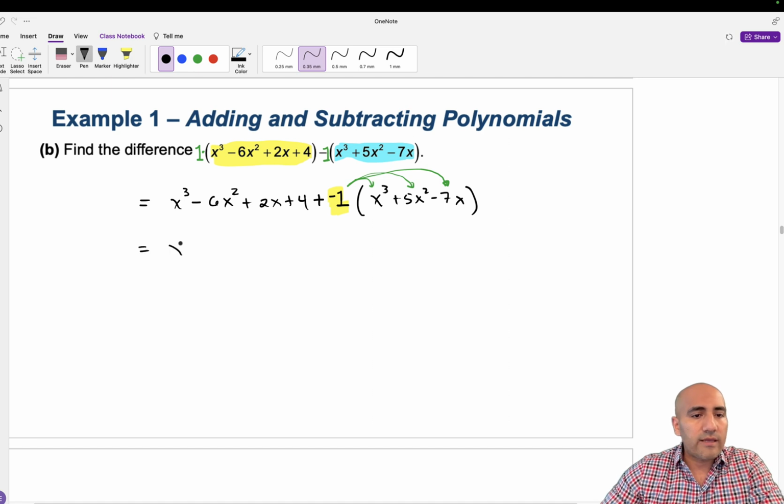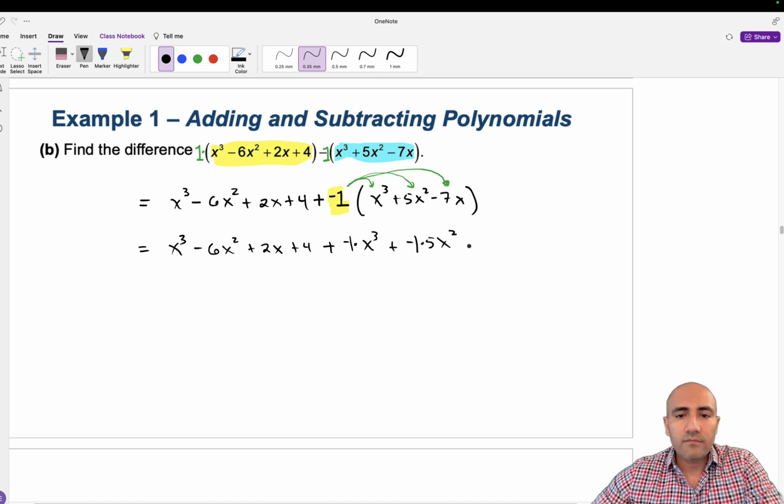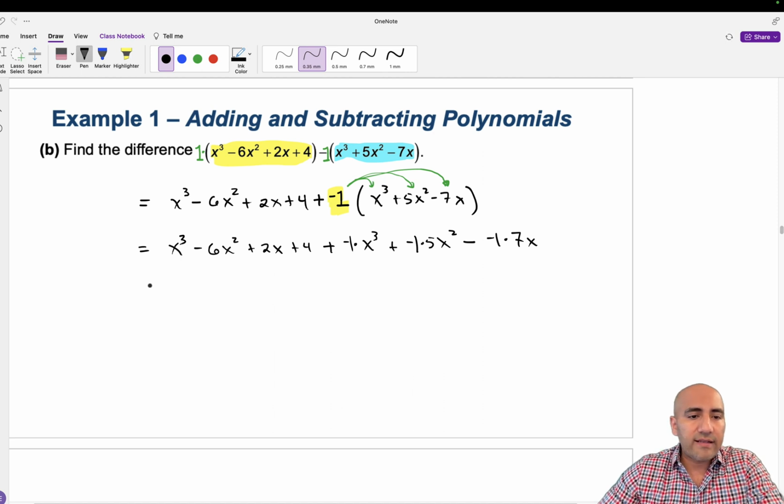Okay, so copying the whole thing again, this becomes x cubed minus 6x squared plus 2x plus 4. And when we distribute, we get a plus negative 1 times x cubed plus negative 1 times 5x squared minus negative 1 times 7x. And then again, we can simplify it a little bit more by rewriting it as a subtraction if we want to, and dealing with this subtraction of a negative number, which is going to give us a positive number.